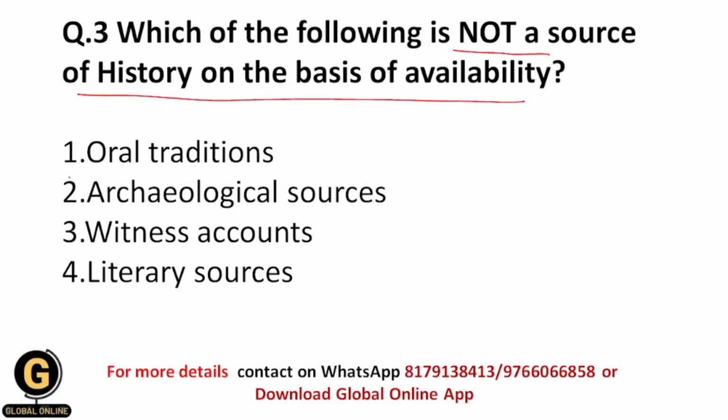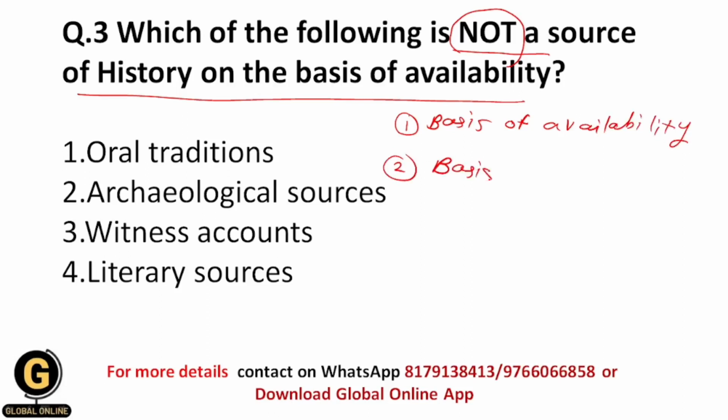Now in this question, students: which of the following is not a source of history on the basis of availability? Some sources of history have been given and they are asking you which is not a source on the basis of availability. There are two types of sources of history. First is on the basis of availability, and the second is on the basis of evidence.